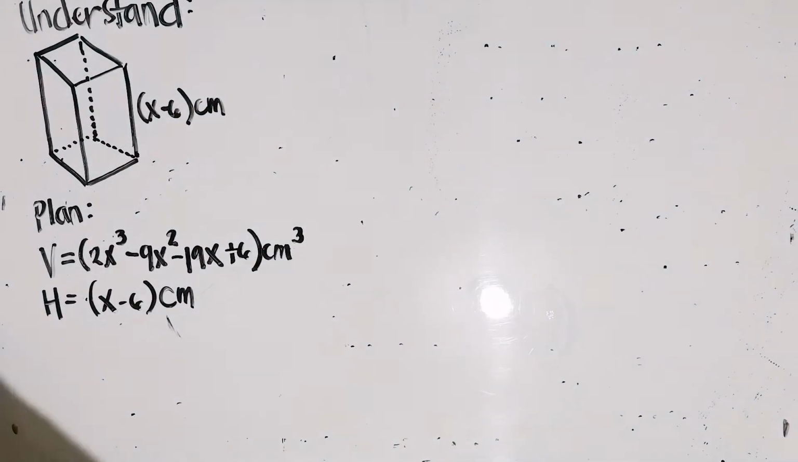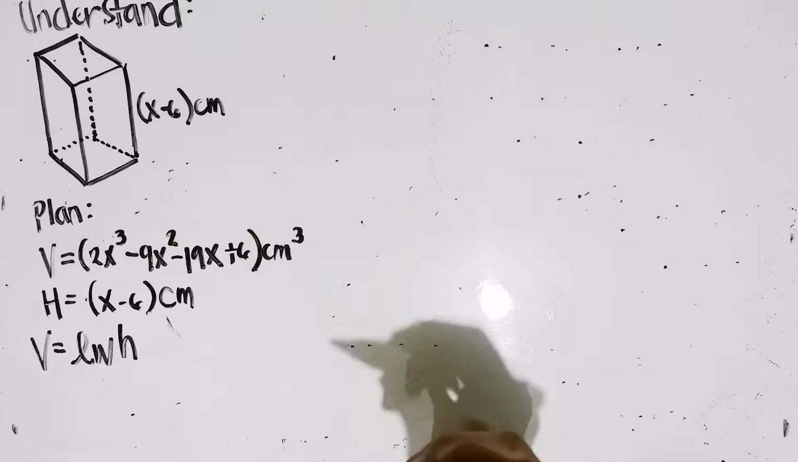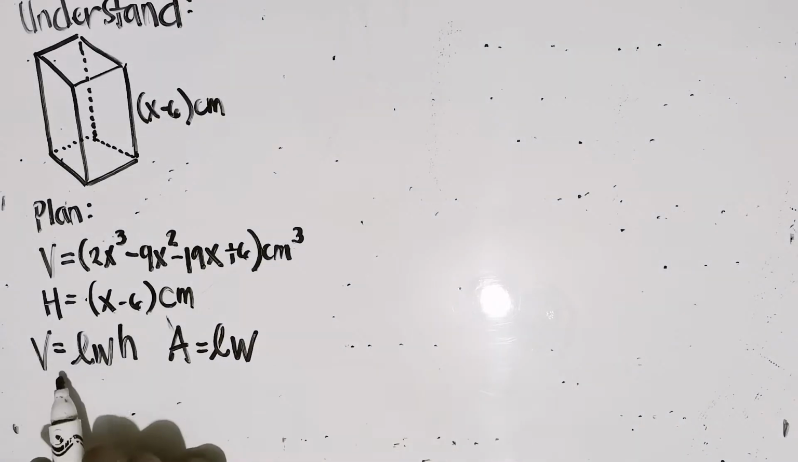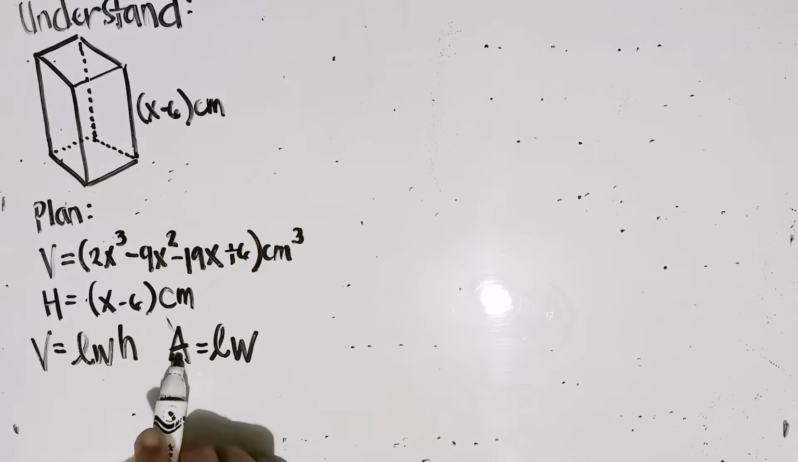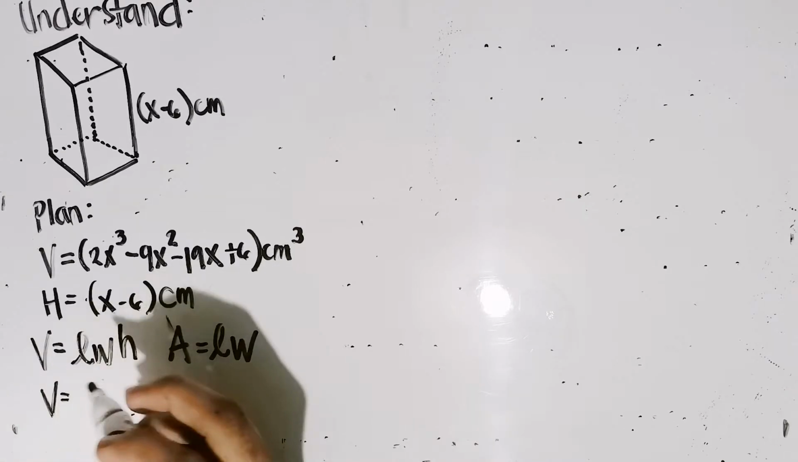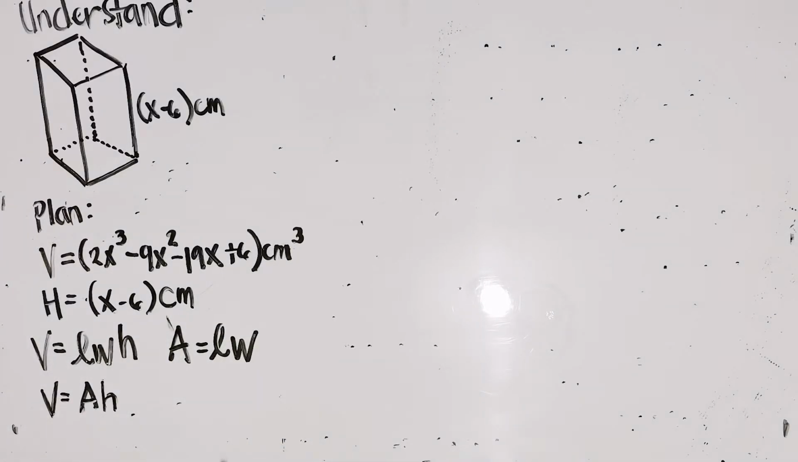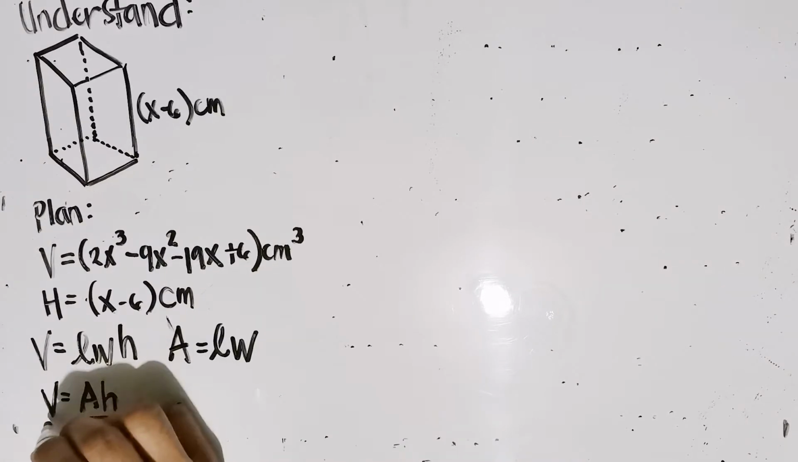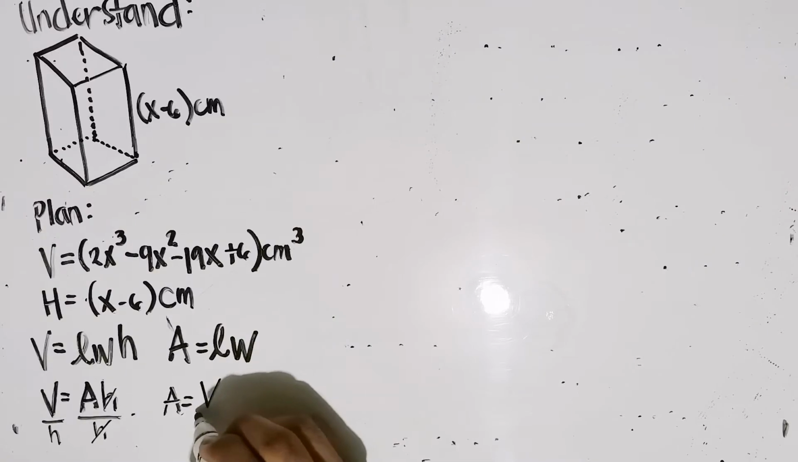So, there. Next, what is the formula or the formulas? So, for the volume, the formula is length times width times height. And for the area of a rectangle, we have length times width. So as you can see, length times width is part of volume's formula. So we can substitute LW as A. So volume will now be equal to the area of the base times height. And to solve for area, we will divide this one with height. And what's left is area. So area now can be solved using volume divided by height.